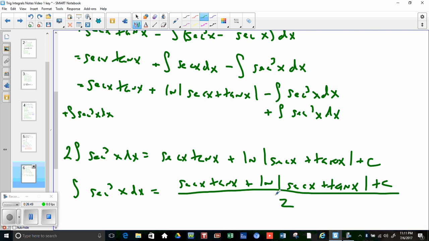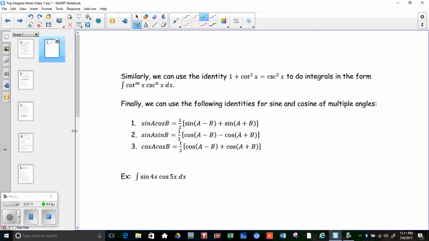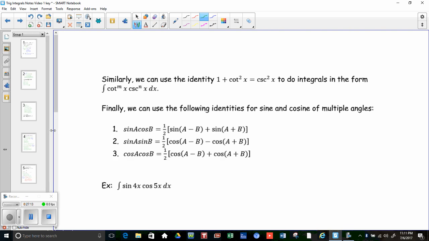Kind of a long process on that one. How are we doing on time? All right, we're doing okay. We'll finish up this last page, which is very short, and we'll be done with this lecture. All right, last page here.